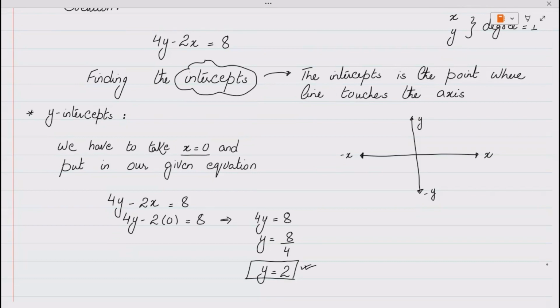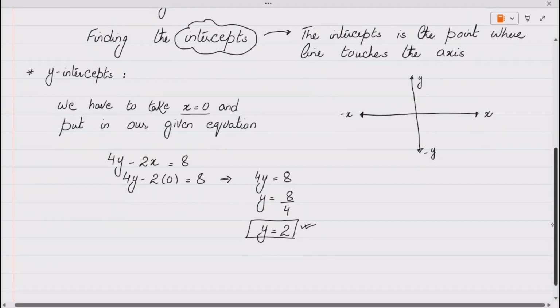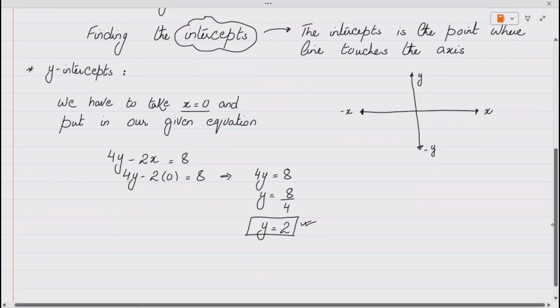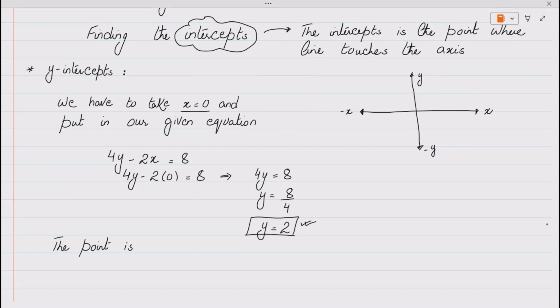So it means we got one point where our line touches the y-axis. In two dimensions, we know every point has two coordinates, the x value and the y value. So the point here is (0, 2). The first represents the x value, the second represents the y value. Okay, so now we have successfully found the y-intercept.